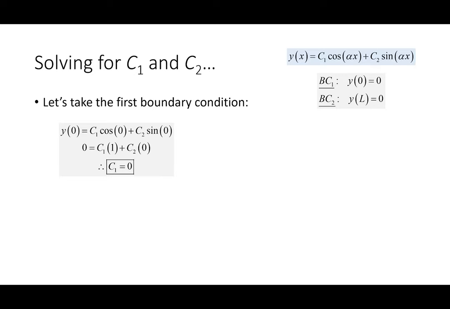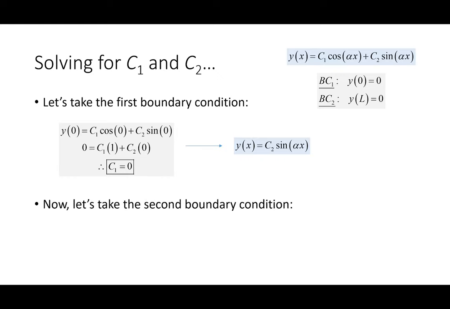So now I can take my deflection expression, where y of x equals c1 times this plus c2 times this. C1 is 0, so that makes this a lot easier. That's where I get this term right here on the board: y of x equals c2 times the sine of alpha x. Now, what about the second boundary condition? The second boundary condition says plug in L and set everything equal to 0. And so I get this.